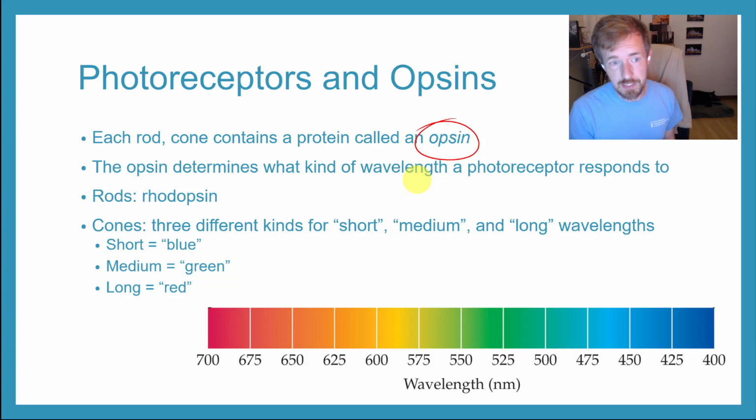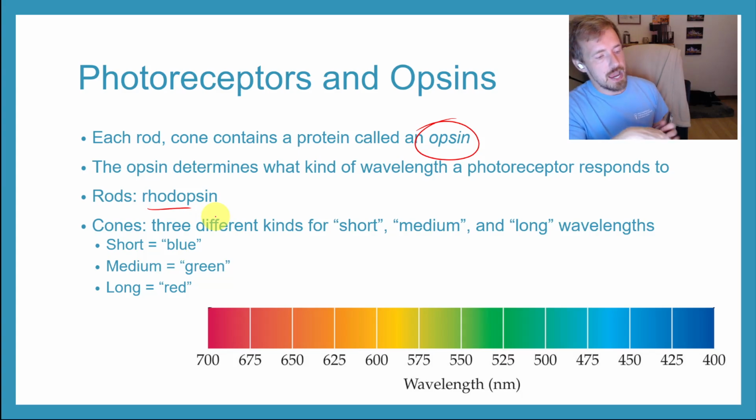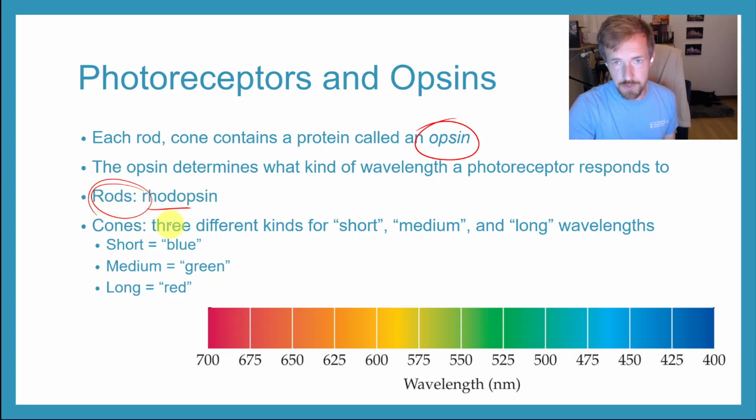For our rods at least, we only have one type of that, and it's called rhodopsin. The interesting thing about rhodopsin is that whenever it's dark, if we have our night vision, our rhodopsin is totally fine, it's working great, and it's powering the cells that allow the rods to do their job.